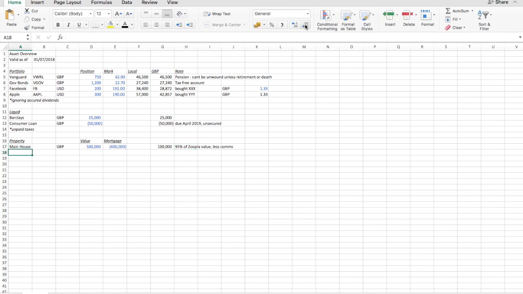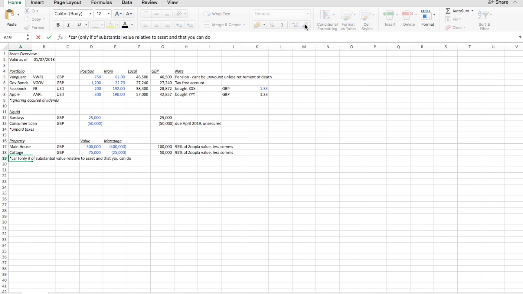So let's say you're lucky enough to have a summer house or a cottage, and let's say that's worth 75,000 pounds. Again, say you have a small value here. Again, it's the same value. You could even include a car, although only if of substantial value relative to assets, I say. Assets, and that you can do without. Okay, so this is just a note to yourself.